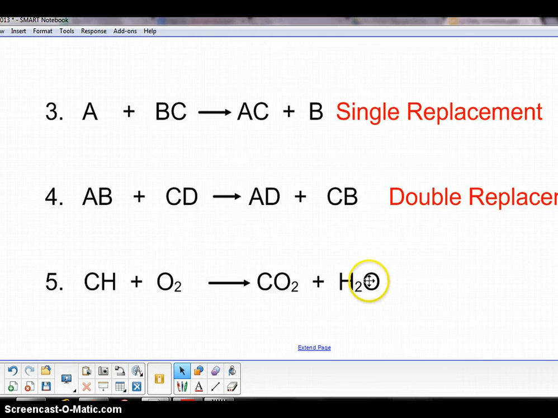Finally, in number 5, here we have a very special form, and that's where you have 4 species, but 1 must be a hydrocarbon, the other one has to be an oxygen. So that's your reactants. Your products must be carbon dioxide and water. That is, of course, combustion.